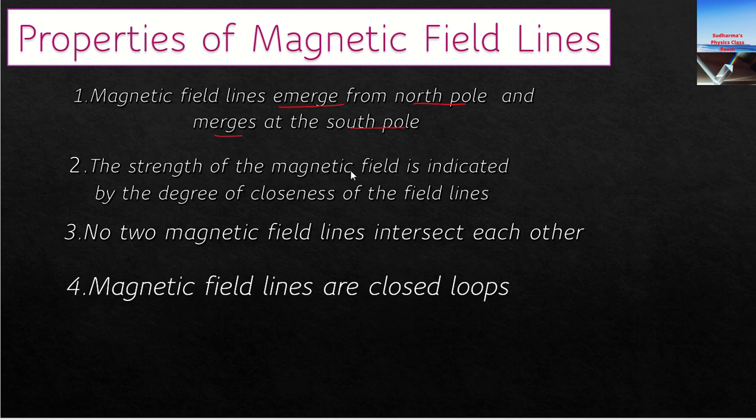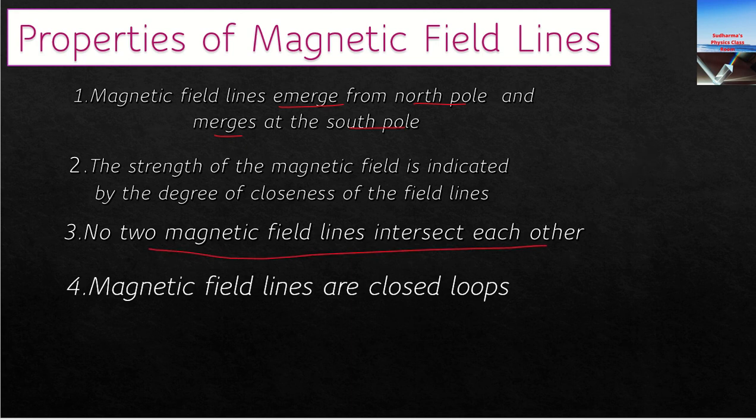The strength of the magnetic field is indicated by the degree of closeness of the field lines. We can understand the strength by observing the magnetic field lines. If they are very crowded, at that region the magnetic field strength will be more. If they are separated apart, if there is more distance between the magnetic field lines, then the strength is less. And no magnetic field lines intersect each other. Very, very important property. No magnetic field lines intersect each other.